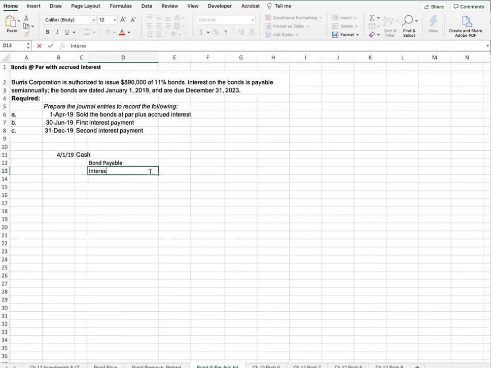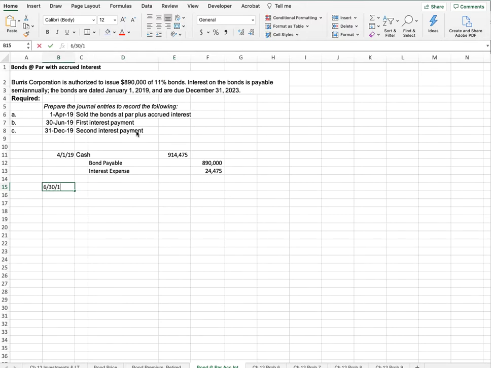So that's going to be our interest expense. And the bonds payable is this whole $890,000. And the interest expense we can calculate as that face value of $890,000 times the 11% times the time that has passed so far, which is 3 months, because it was January 1st and now we're at April 1st. So times 1/4 or 3 out of 12 months, and we get $24,475. And we can add those together for a total cash receipt of $914,475.